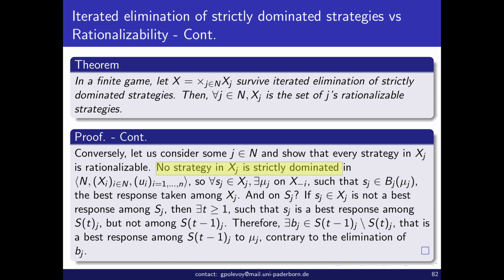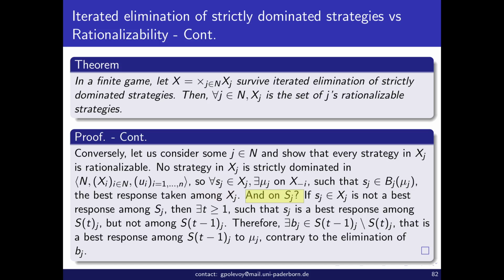So first, we notice that no strategy in X is strictly dominated, because that's a maximum of what we could have deleted. We cannot eliminate further. So any strategy Sj in X has some belief mu such that Sj is the best response with respect to that belief. Proof that not strictly dominated is exactly the same as being a best response. Now, what if it's not a best response on the original strategy set?